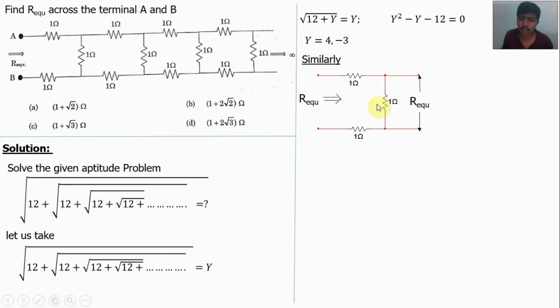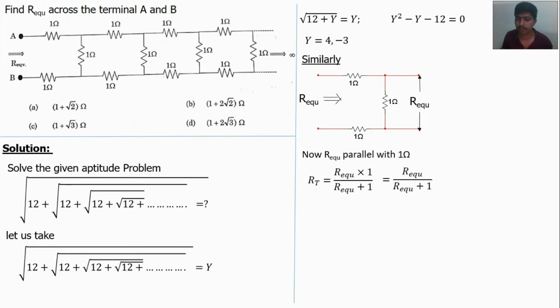Now find the total resistance for the circuit. This R equivalent and 1 ohm are in parallel. So use the parallel formula. R total is equal to R1 R2 by R1 plus R2. If R1 and R2 are parallel, R total is equal to R1 into R2 by R1 plus R2. So here, let me take the total as RT, R1 is equal to R equivalent and R2 is equal to 1 ohm. So we will get R equivalent by R equivalent plus 1. This is R total for this parallel combination.